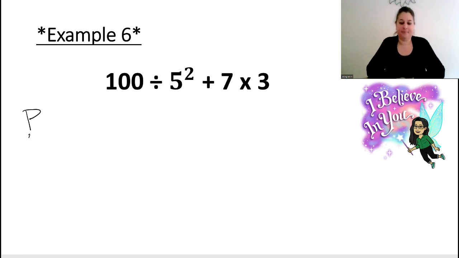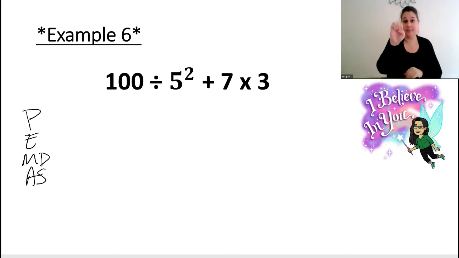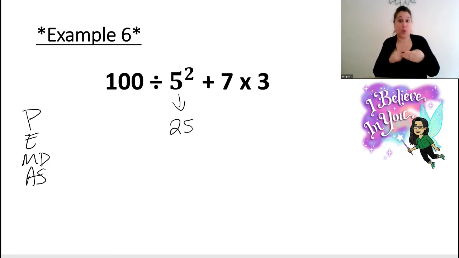All right, so I'm going to write PEMDAS. Let's see. All right, do we see any parentheses? Nope. Exponents? Yes. 5 squared is 25. Bring everything else down.